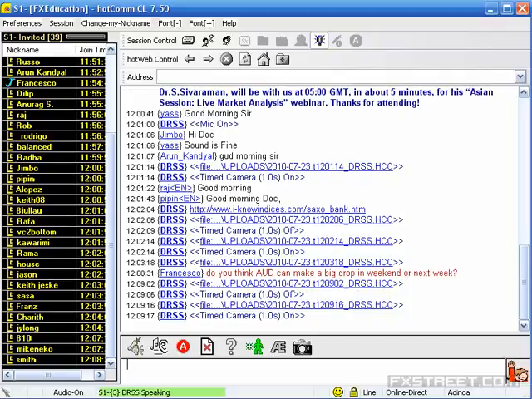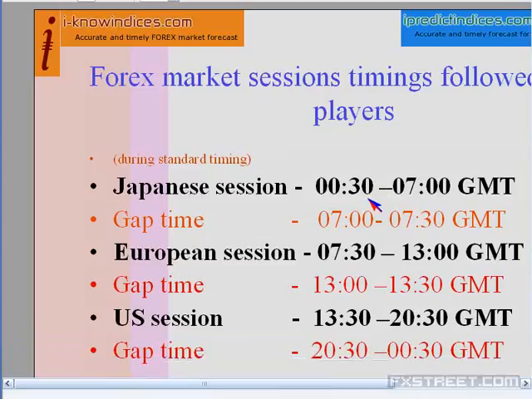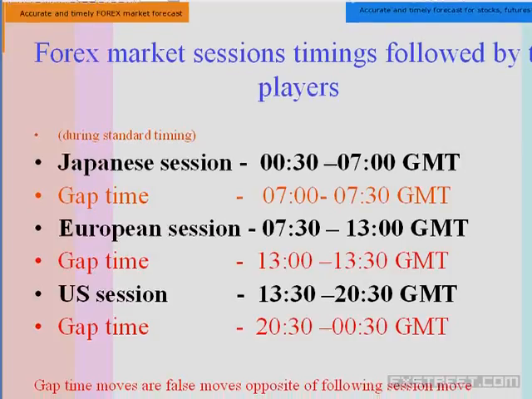Now let's go over the PowerPoint presentation. Initially we need to know the timings of the market. We are in the Japanese session. These are the timings followed by the other players, depending upon the bank treasury closing in one region and another bank treasury opening in another region. It has nothing to do with the names I have given. They are just names to differentiate the sessions.